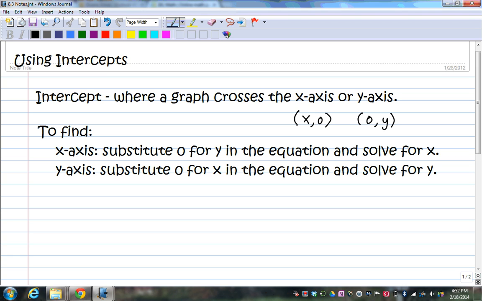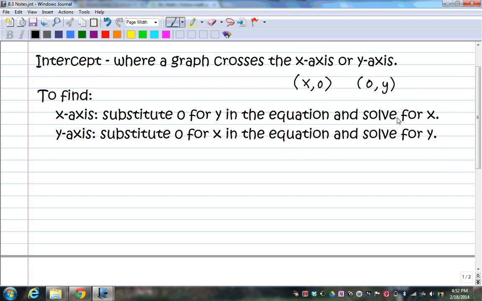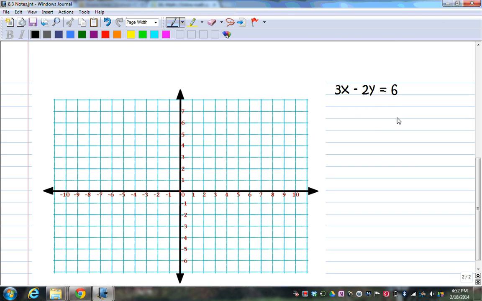Pretty simple, right? And I know you're wondering, well, how is this useful? Well, let's try one and I'll show you. Here I have 3x minus 2y is equal to 6. If I wanted to know the x-intercept, what I would do is substitute 0 in for y.